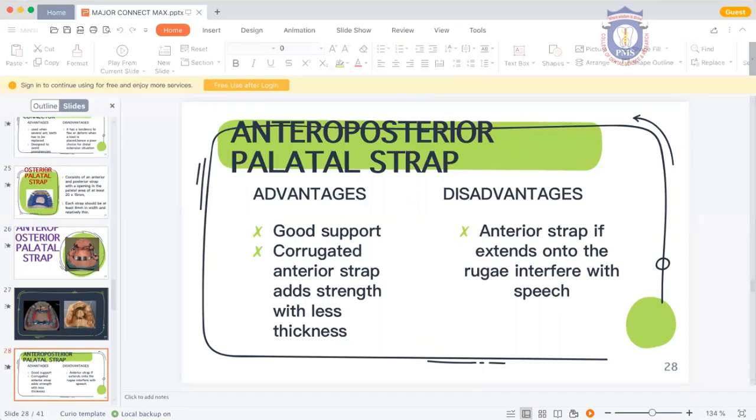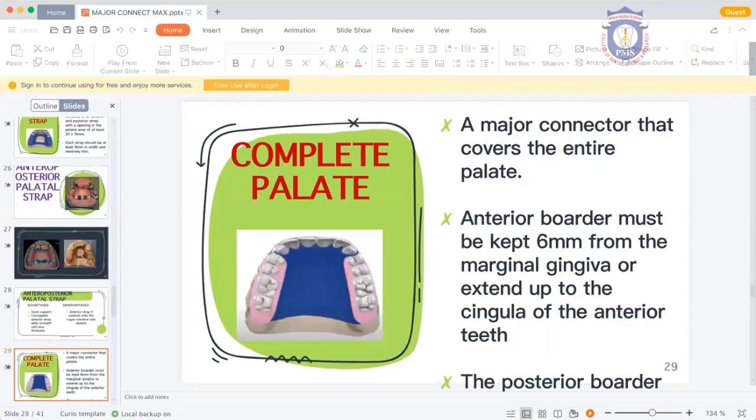The advantages are that it provides good support because of its corrugated shape. It adds strength with less thickness. The disadvantage is that if the anterior strap is extended onto the rugae, it interferes with speech.